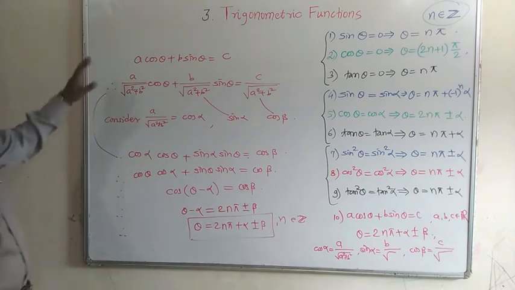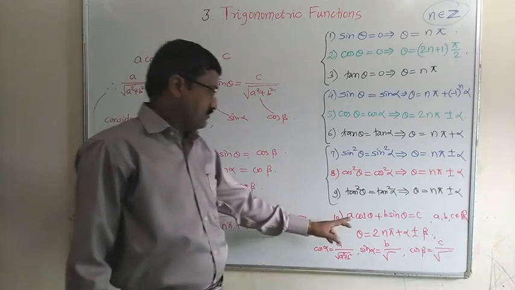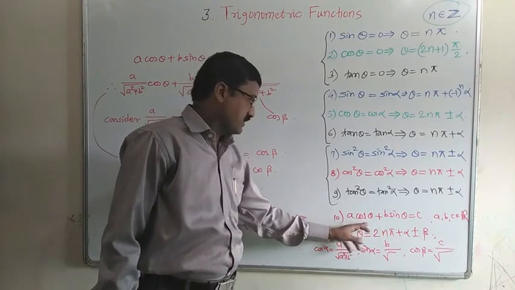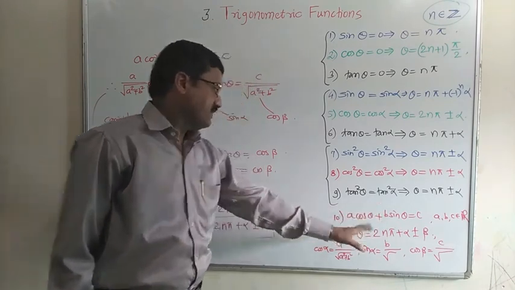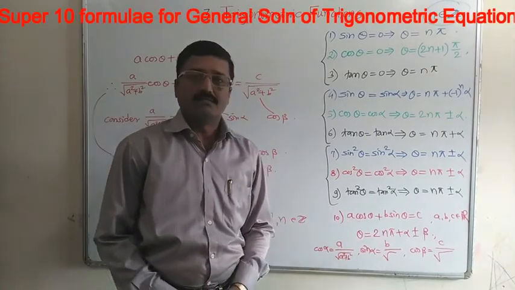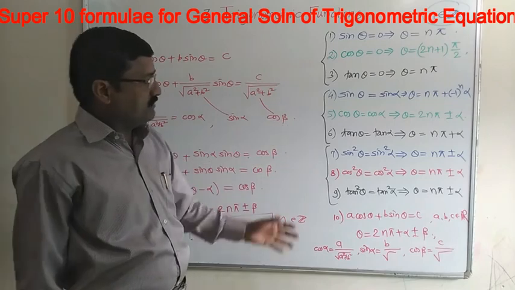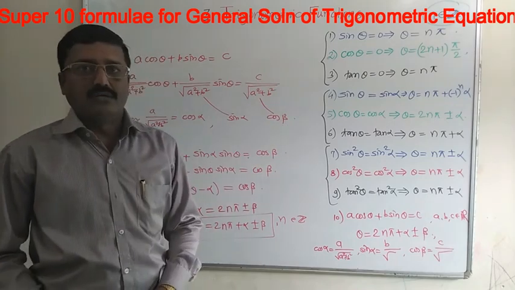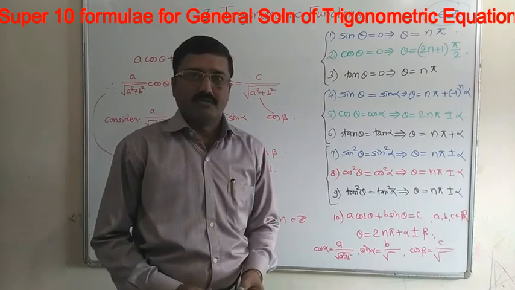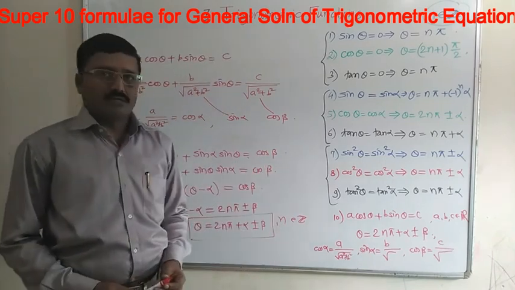Okay, so this is the last, the 10th result that you have to remember. It is the trigonometric equation containing cos theta and sin theta. At that time the result will be theta equal to twice n pi plus alpha plus minus beta. So these are the 10 important results that we need to solve the examples based on these trigonometric equations. Okay, we will solve some examples in our next lecture.